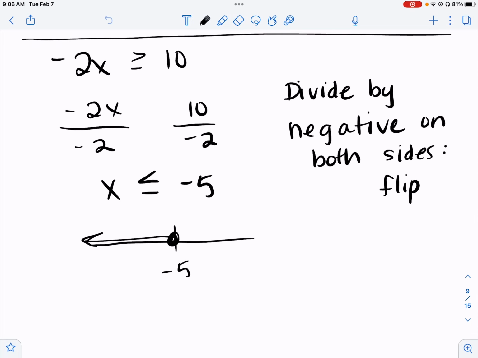Okay, now on this problem, we divide both sides by negative 2. Because we divided by a negative on both sides, that symbol turns the other way. So now we have less than or equal to. Okay, or equal to means include, color it in. Less than means to the left.